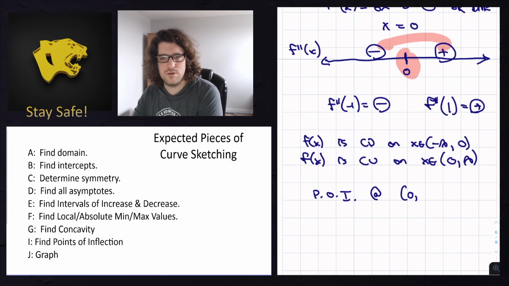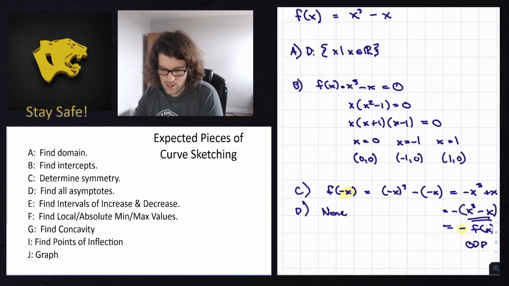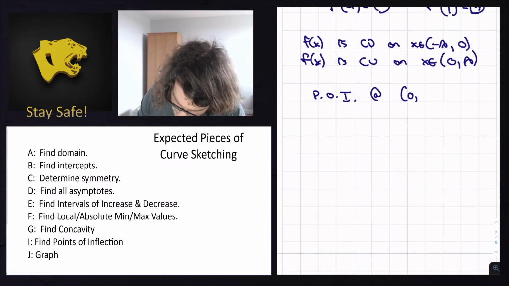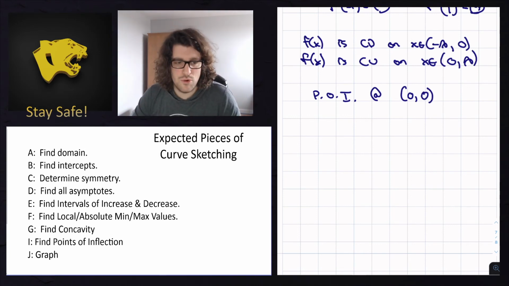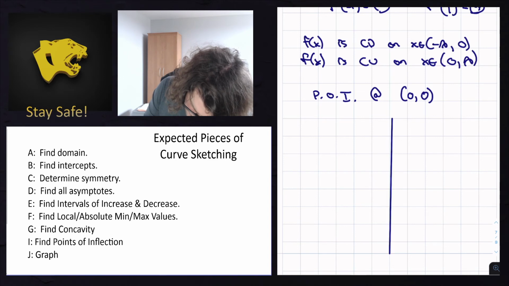So I'm going to be thinking of what is my original function. Well, it's x cubed minus x. So x cubed minus x is going to be 0 cubed minus 0, which is 0. So we have a point of inflection at 0, 0. All right, so we are done finding information. It's a lot of information to find. Let's talk about what it means in terms of graphing.